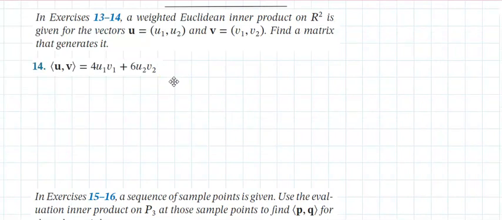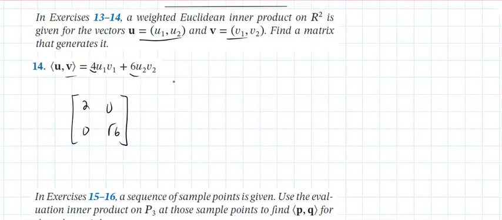A weighted Euclidean inner product of R2 is given by the following vectors. Here they are. Find the matrix that generates this. Well, again, to find the matrix that generates the weights, it's a 2 by 2. You simply take the square root of that and the square root of that. And that's basically the shortcut to figuring that out.